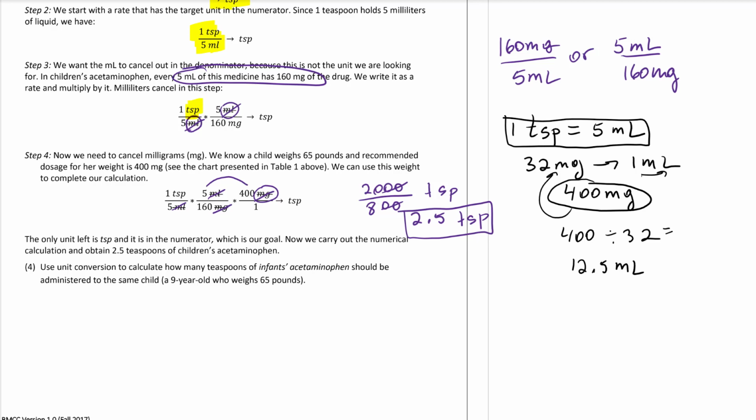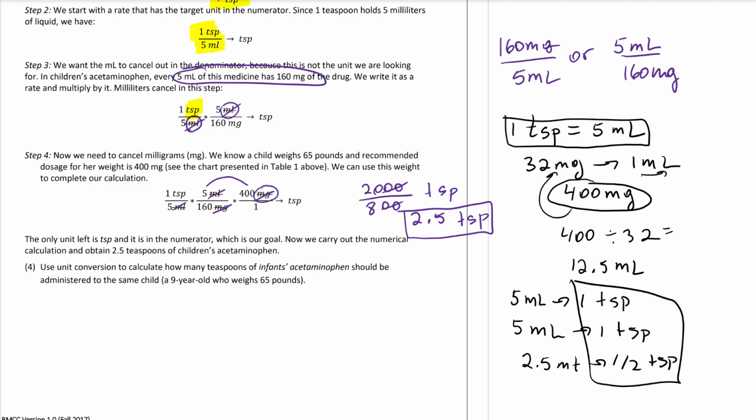All right, so how many teaspoons is that? Well, 5 milliliters is 1 teaspoon. Another 5 milliliters, it's another teaspoon. And 2.5 milliliters is exactly half of a teaspoon. And then you got the total of 2.5.